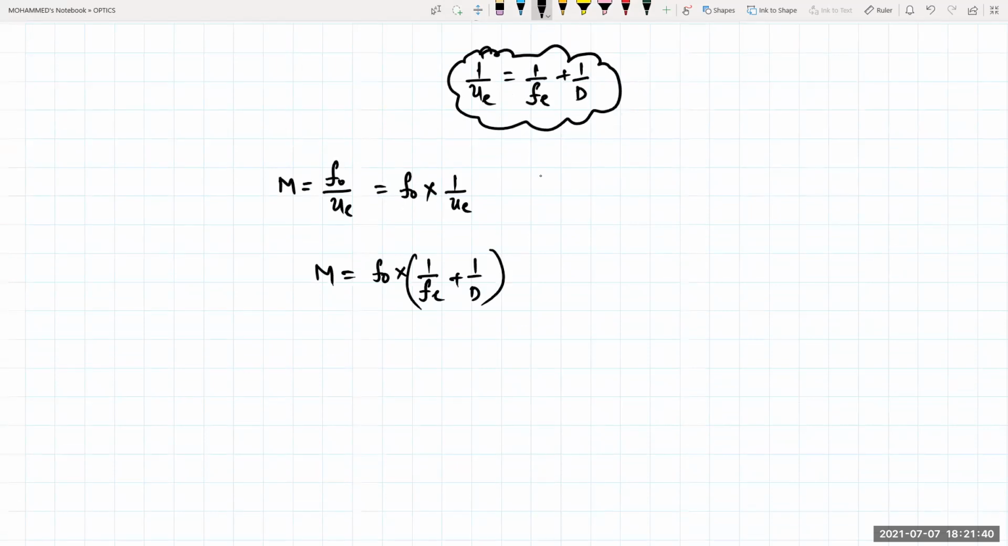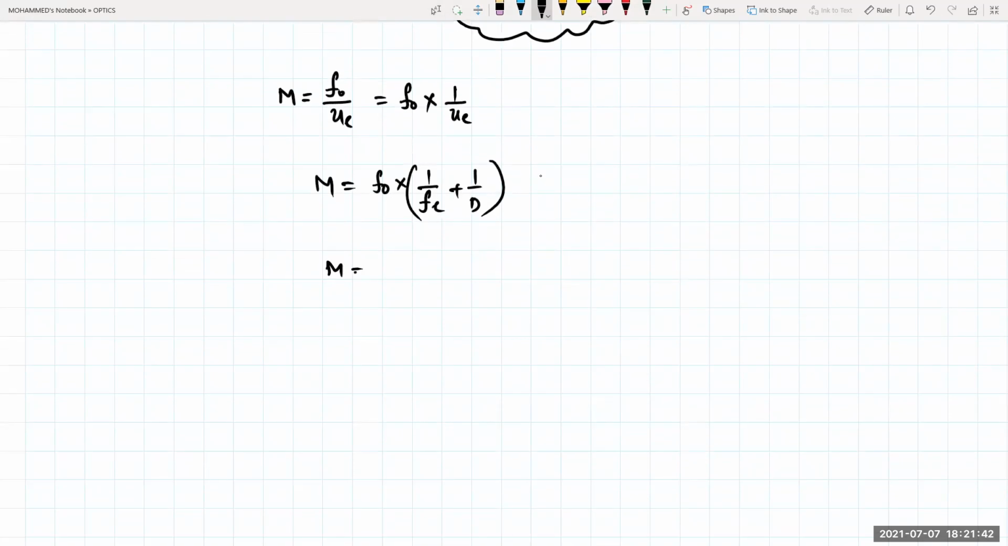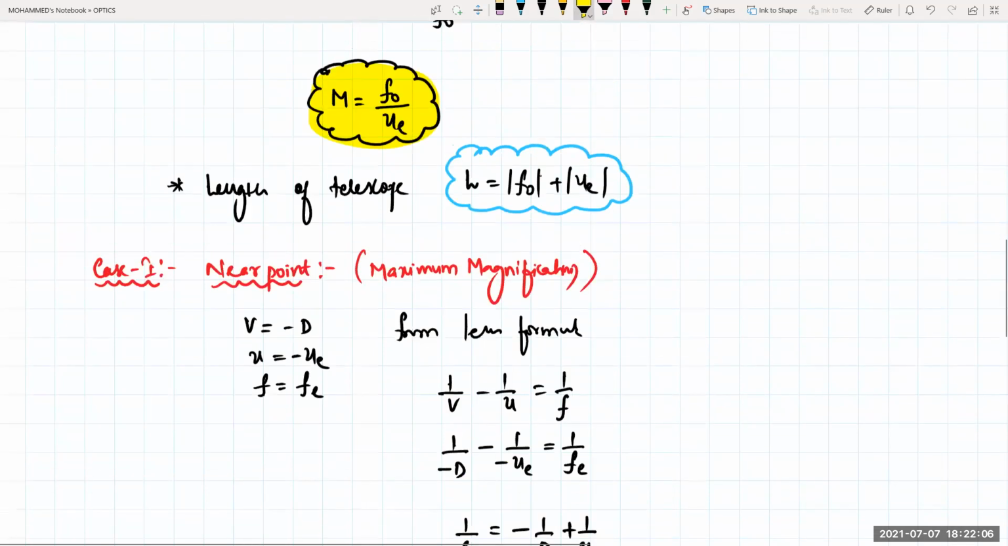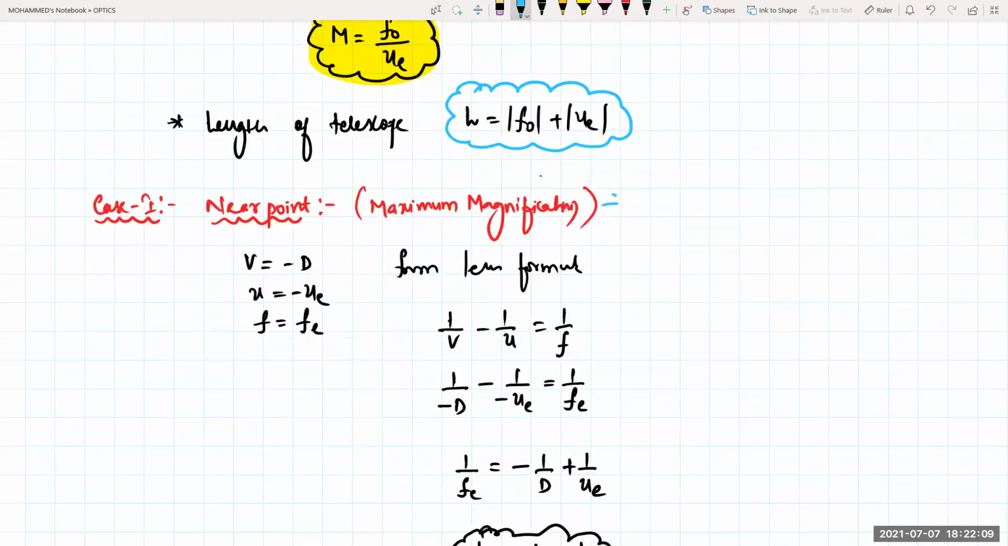What can I take common in this? If I simplify, this will be F naught divided by FE taken out, and this should be equal to 1 plus FE by D. So this will be the magnification formula for the astronomical telescope: M is equal to F naught divided by FE into 1 plus FE by D. So for maximum magnification, the final image is always formed at the least distance of distinct vision. Is it strained position or unstrained position? Strained, sir, this is your strained eye.